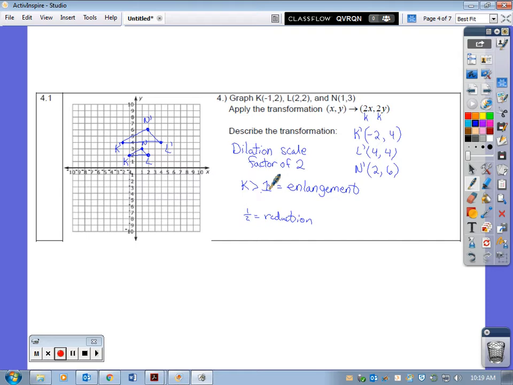Okay, so if K is greater than 0, but K is less than 1, then it's a reduction. Okay, then it's going to get smaller because it's going to be multiplied by a fraction.